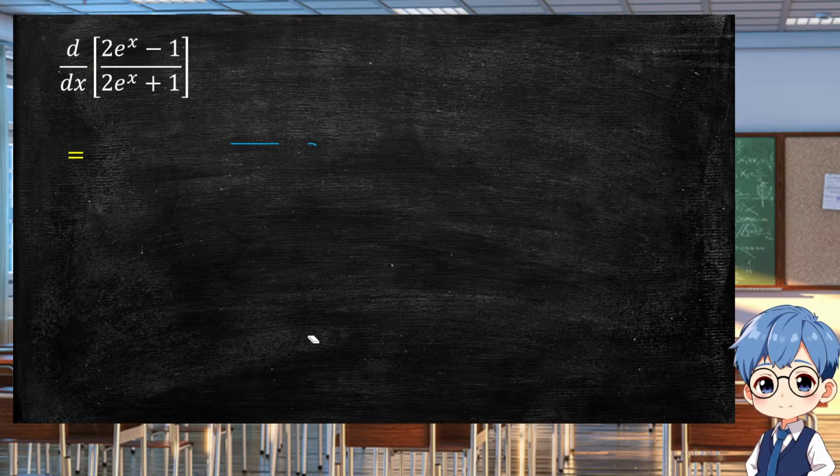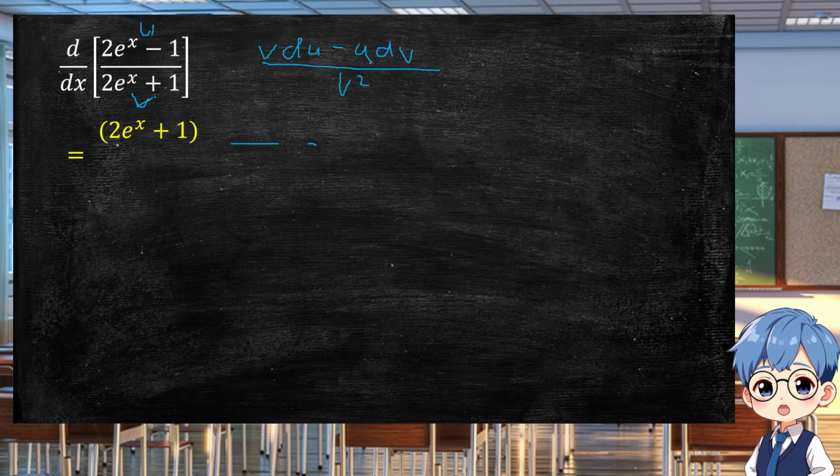I'll just explain again. So again, it's v du minus u dv over v squared. I'll write the formula here. So our v is 2e to the power of x plus 1. This is v. Then our u is 2e to the power of x minus 1. So that's why we write first v, 2e to the power of x plus 1, followed by du.